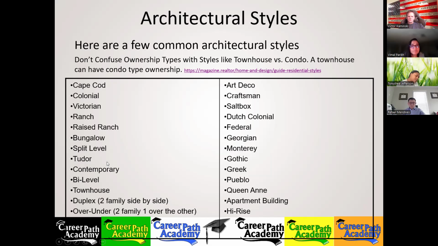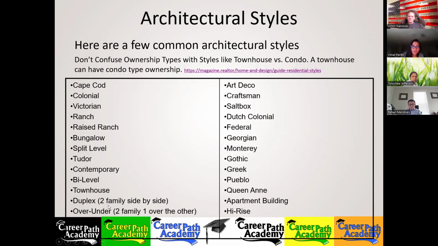Split levels, where basically once you walk in the front door, you're walking up or downstairs to get into every room or every direction. Just a couple of stairs, a couple steps. Every room seems to be on a different level. Tudors, contemporaries, level houses. Bi-level houses are basically a 2-level house. You got a ground floor and a second floor that's sitting on a concrete slab with no basement. That's bi-level. You got townhouses. Those are multi-level attached housing.